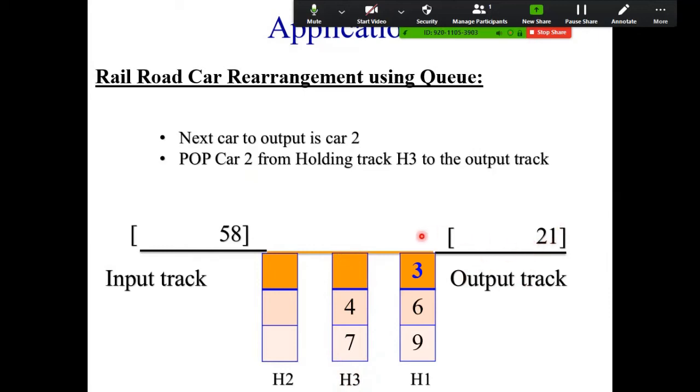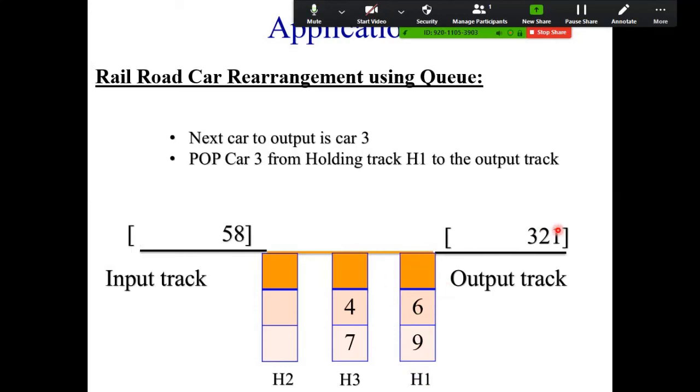Next car to be output is what? Car number 3. Where is my car number 3? Car number 3 is sitting in holding track H1. It is the first person in the holding track H1. What do we do? I do the pop operation with respect to holding track H1. Then I'm putting it in the output track.